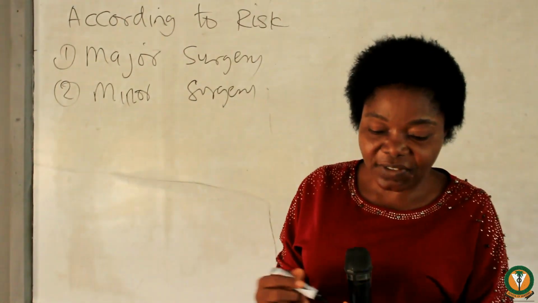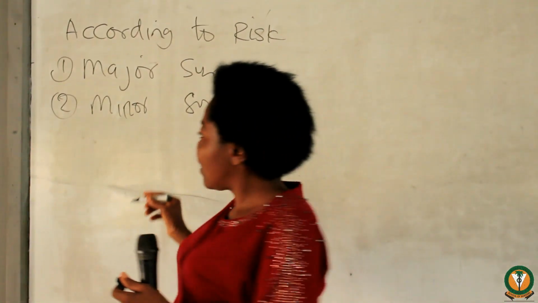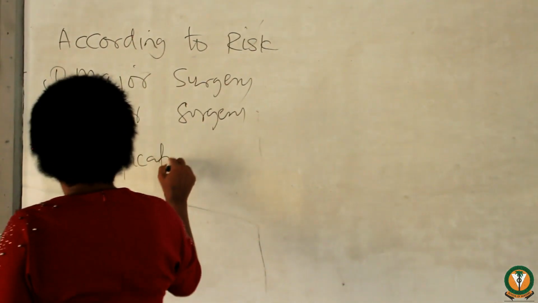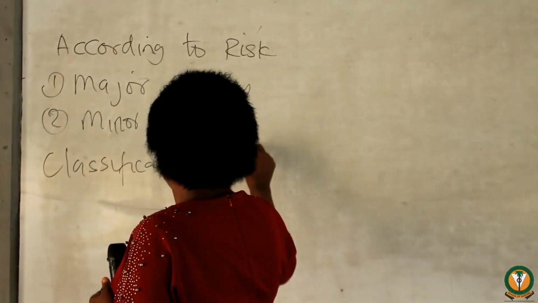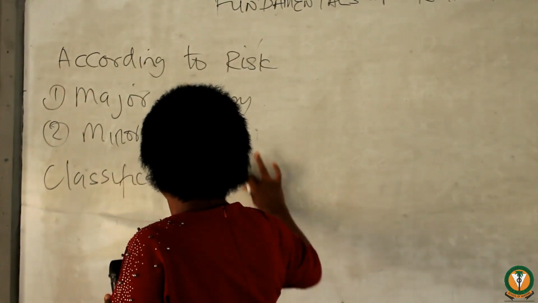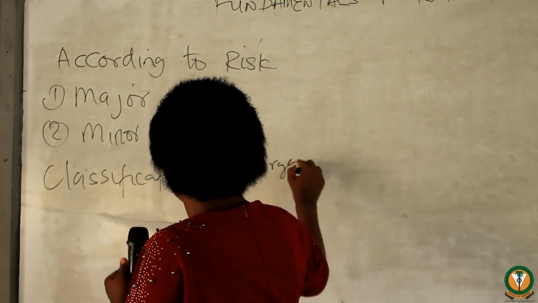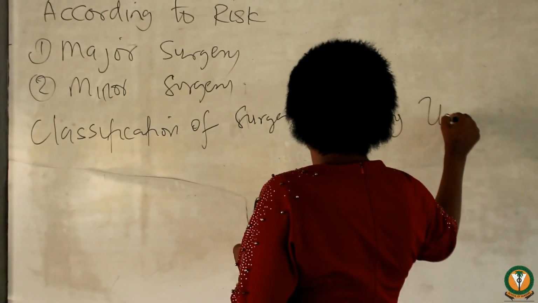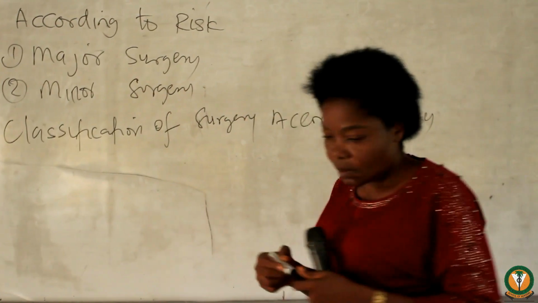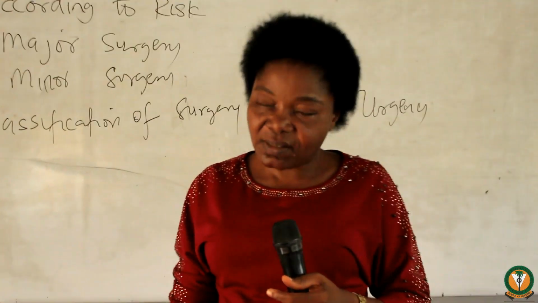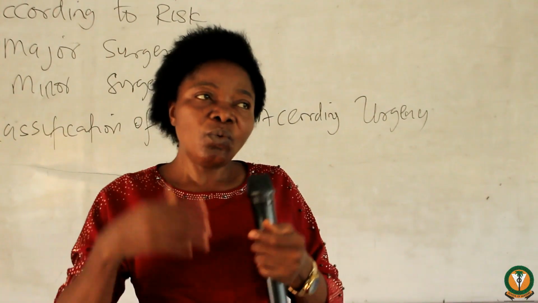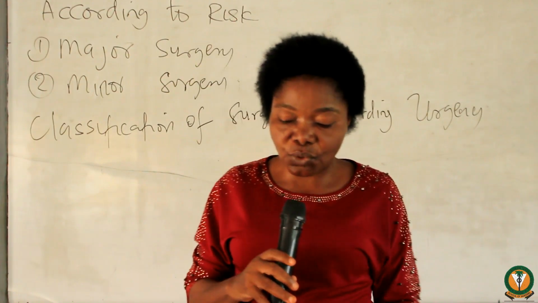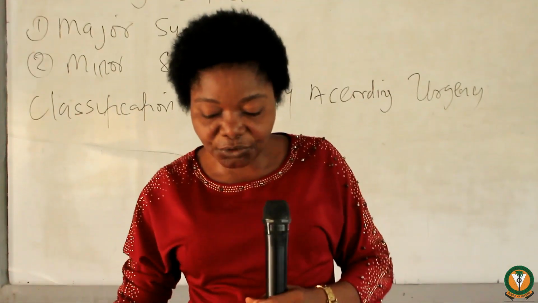The third classification of surgery is according to urgency. Classification of surgery according to urgency simply means, is it something that will be done immediately? Will we leave it until later? So in classifying surgery according to urgency, we have number 1, emergent surgery.